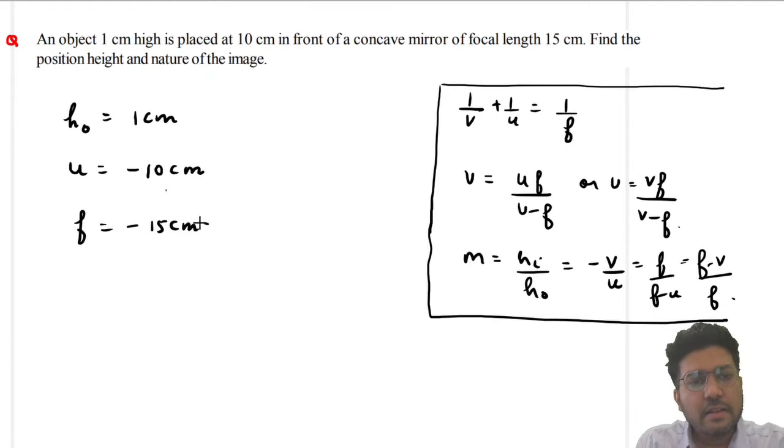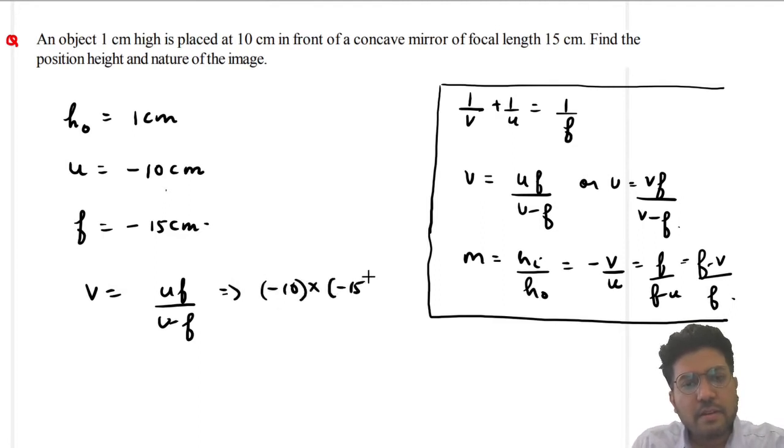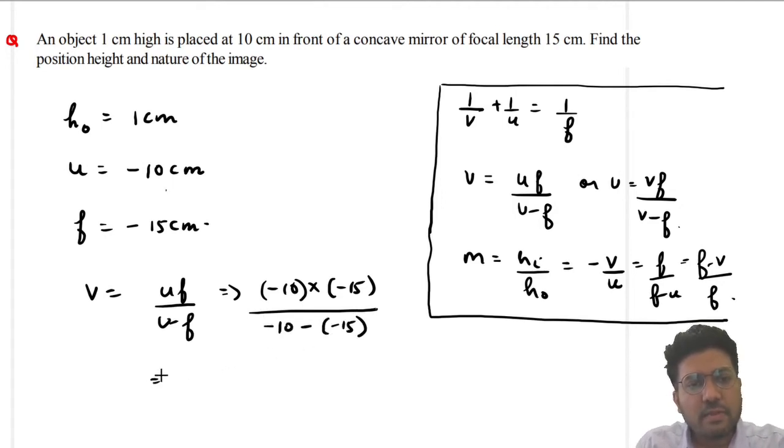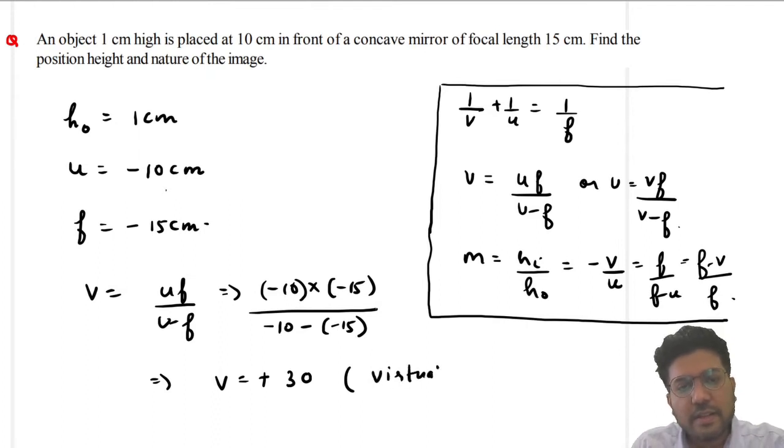Concave mirror focus is negative, so I'll write minus 15 centimeter, and you know that v is equal to uf by u minus f. So I'll write minus 10 into minus 15 divided by minus 10 minus of minus 15, and that will be equal to plus 30 centimeter. Plus 30 means behind, means virtual, so the image will be virtual. You could have said it from here only. See, focus is 15 centimeter and the object is placed at distance 10 centimeter. That means the object is between pole and focus. If the object is between pole and focus, the image is virtual. That is what we have got here.